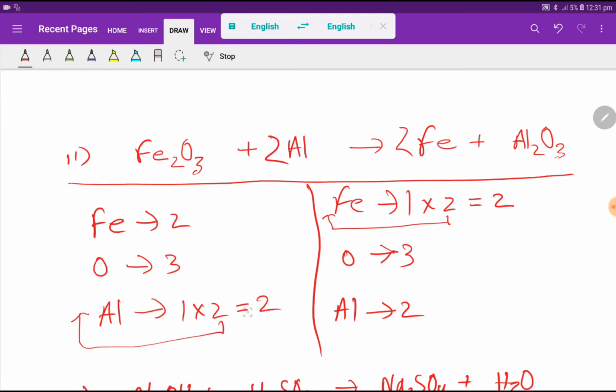So look, now aluminium 2 and 2, oxygen 3 and 3, iron 2 and 2. So everything is balanced. So you can say that this is the balanced equation. At last you can change this arrow sign to an equal sign, right?